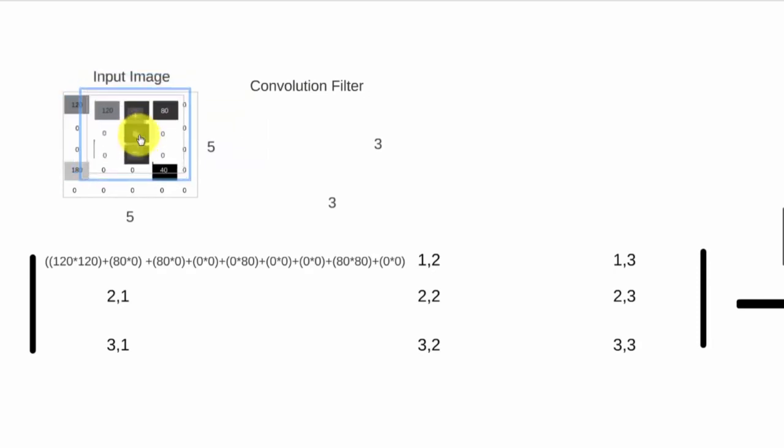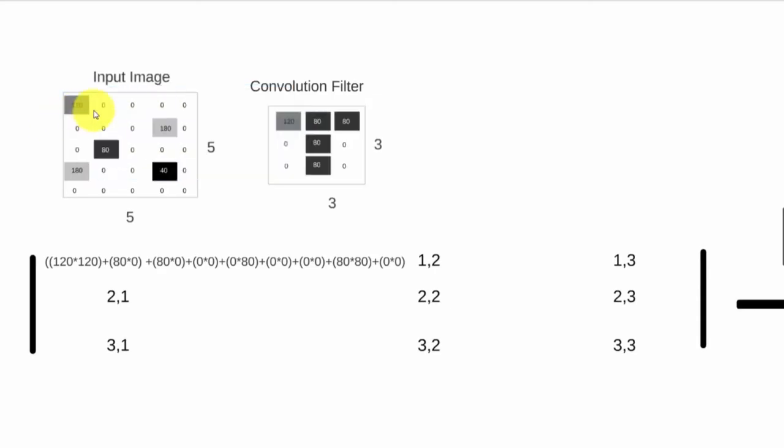Now you see that the 1,2 of the input image is mapped to the 1,1 of the convolution filter, and so on. So this 0 this time is multiplied by 120, this 0 is multiplied by 80, this 0 is multiplied by 80, this 0 by 0, this 0 by 80, this 180 by 0, and so on. So you get an idea that you're changing one cell at a time, and you're trying to cover the entire breadth of the input image.